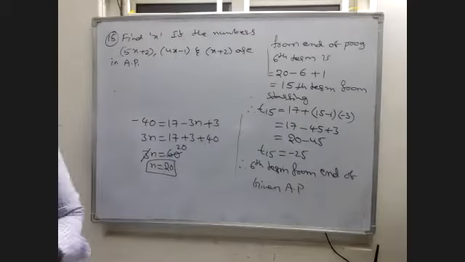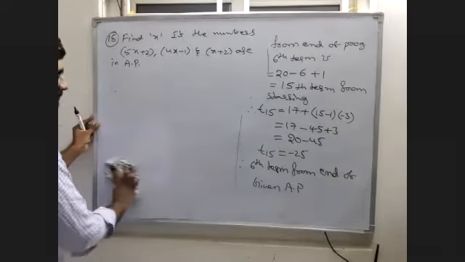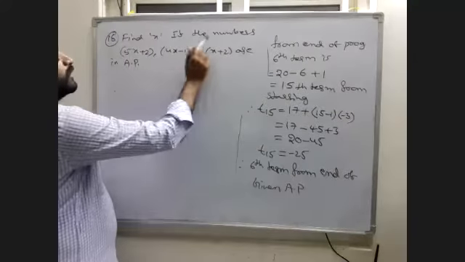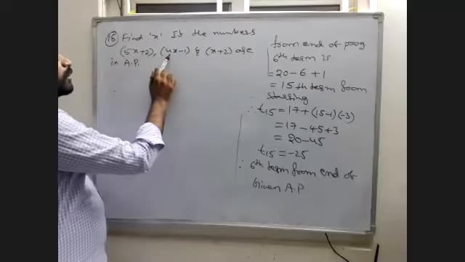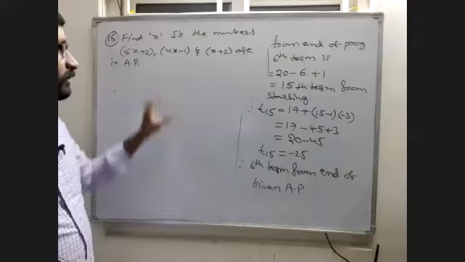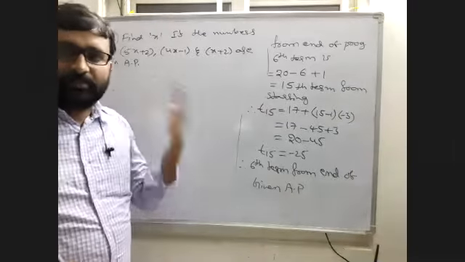That is 18th first bit. Find x if the numbers, they are given 3 numbers. Find x if the numbers 5x plus 2, 4x minus 1 and x plus 2 are in AP. These 3 numbers are in AP. Then we have to find the value of x.